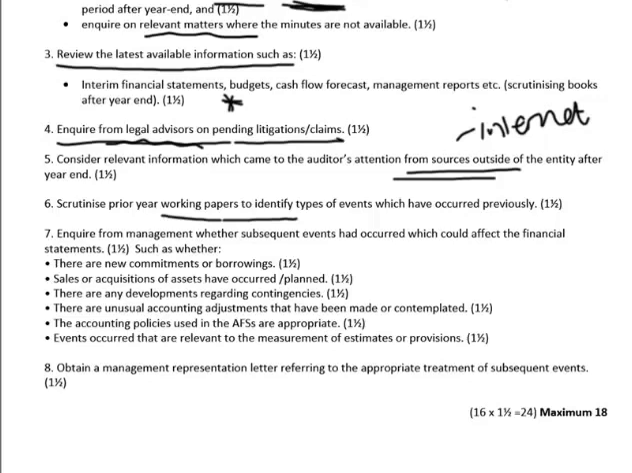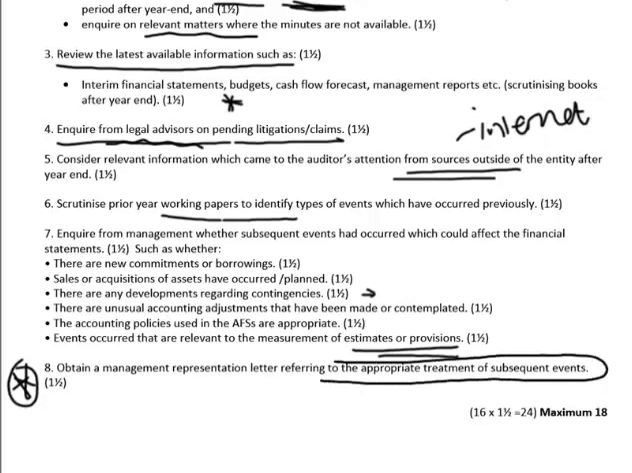Maybe there's developments regarding their contingencies, so maybe now they have actual liabilities instead of just a contingency. Inquire if there's any unusual accounting adjustments, or if the accounting policies are appropriate, maybe they've changed some policies. And lastly, events that have occurred relevant to the measurement of estimates or provisions. So what are the actuals now after year end, and we can assess whether those estimates were correct at year end. And finally, as always, don't forget our management rep letter. Always get a mark for that, referring to the appropriate treatment of subsequent events, being specific here once again.